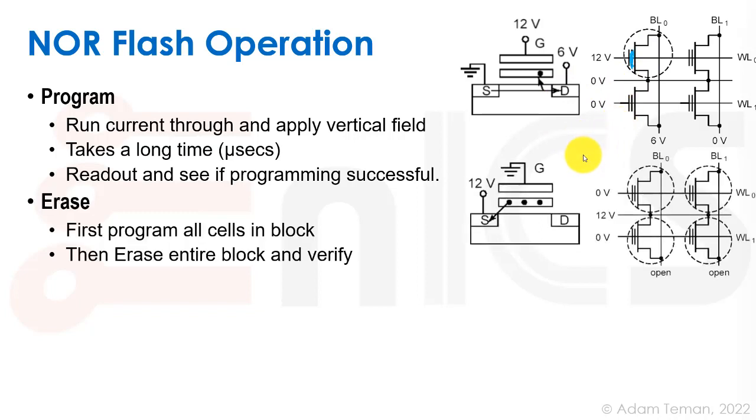To erase, on the other hand, what we're going to do is we're going to first go and program all the cells in the block. So we're going to just go and bring them all to a state where they have this high voltage. Now remember that the threshold voltage is self-limited. So we're going to be pulling charge onto here, but the charge that's going to be here is going to reduce the actual electric field that is going to be applied across the bottom gate oxide over here.